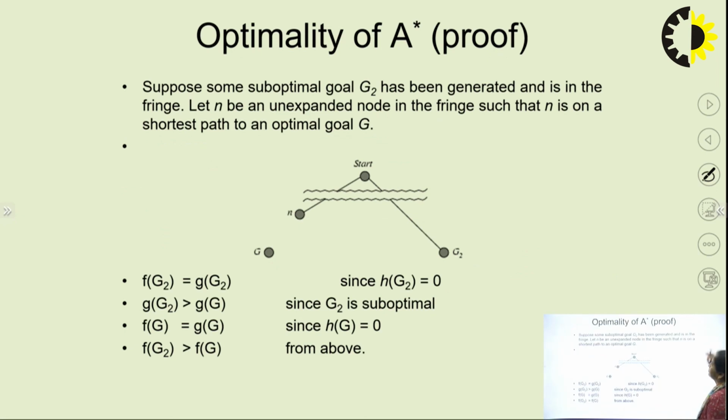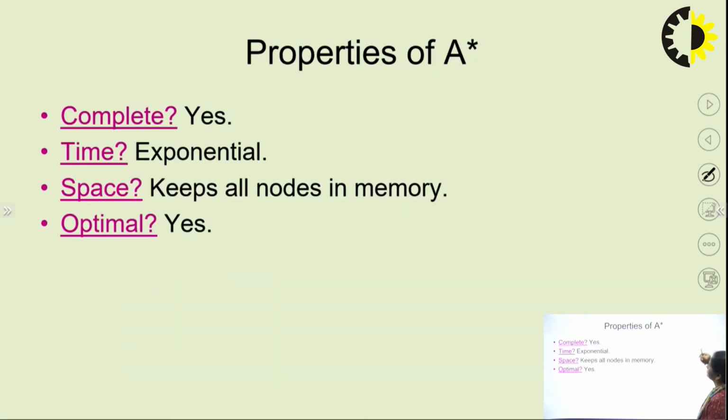One more point, the properties. What are the properties of A star? It is complete as well as optimal, and it is exponential like greedy best first, exponential in time as well as in space. All the nodes need to be kept in memory. But A star is complete and optimal provided the considered heuristic is admissible.